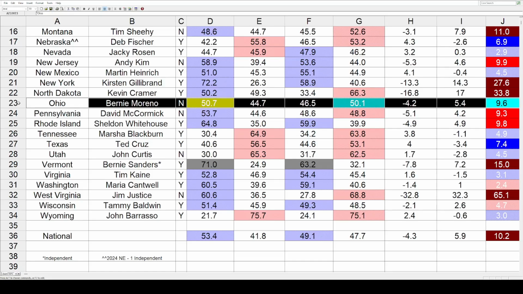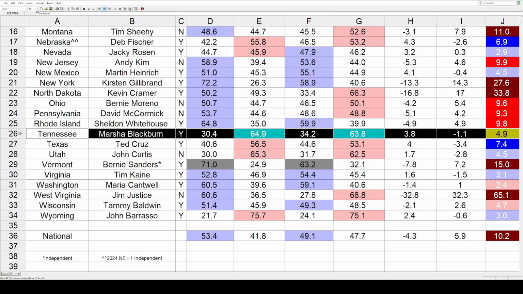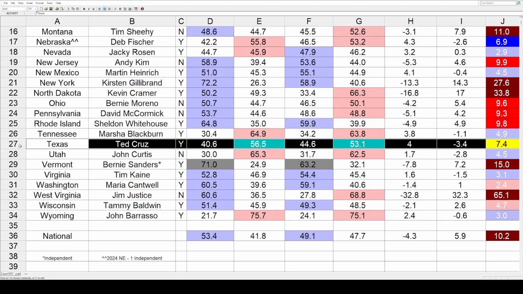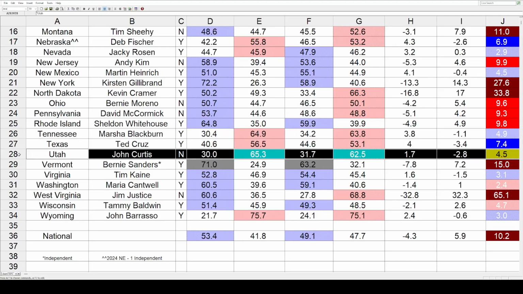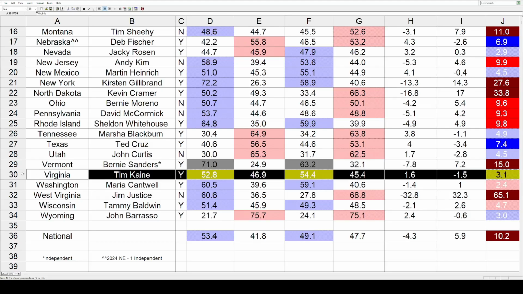Now we've got more red shifts in Ohio, 9.6, Pennsylvania, 9.3, and Rhode Island, 9.8. Tennessee, that's a red state, but they managed to move 4.9% toward the left. Texas also got bluer by 7.4. Utah also in that direction by 4.5. Vermont, again, we've got Bernie Sanders, the independent. We're going to use his data as a Democrat, and if we do, it shifted 15% toward the right. Virginia, a little bit of movement there, 3.1 toward the Dems.